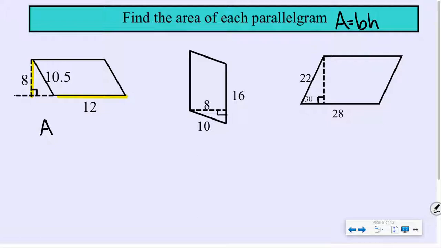So area of a parallelogram, base times height, 12 times 8 would be 96. I don't know if it's centimeters, inches, feet, so put units squared. If I don't give you the dimensions, then put units squared. The middle one, let's find the area of the parallelogram, base times height. The base can be any of the four sides.